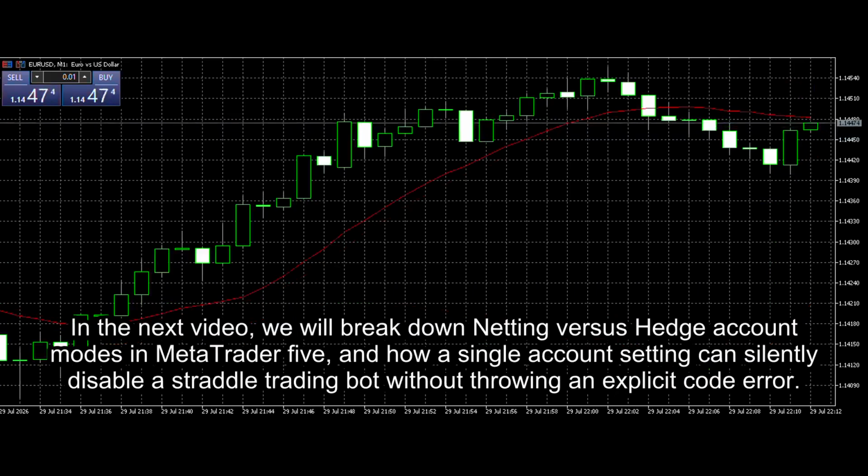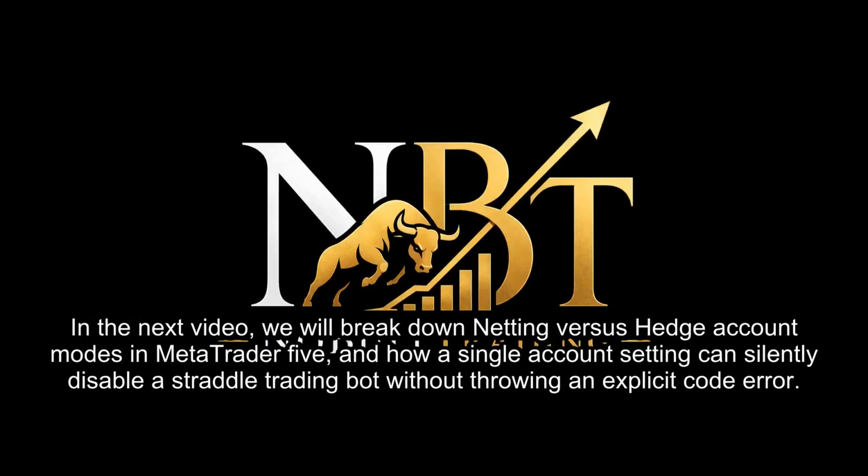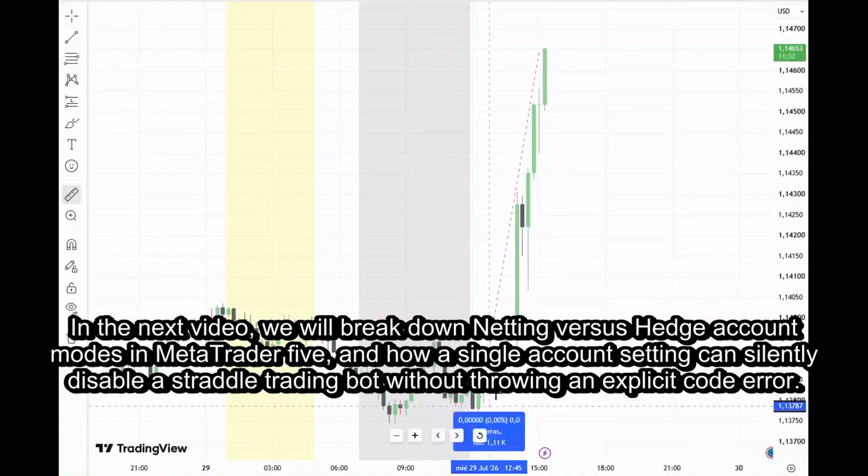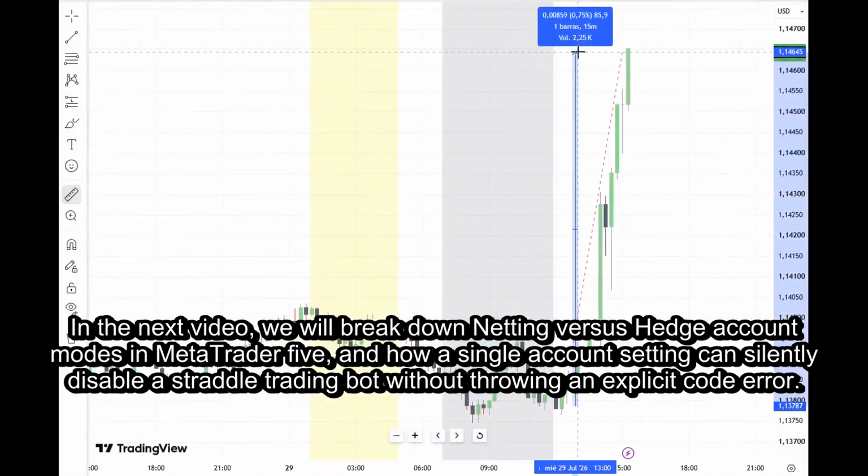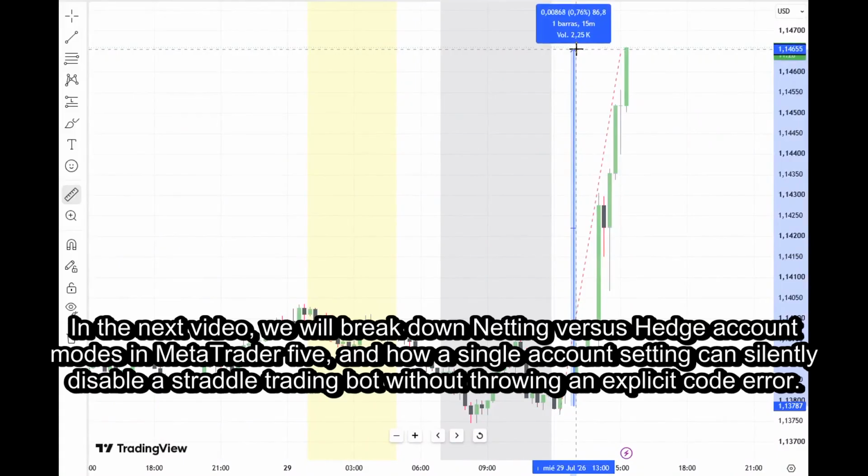In the next video, we will break down netting versus hedge account modes in MetaTrader 5, and how a single account setting can silently disable a straddle trading bot without throwing an explicit code error.